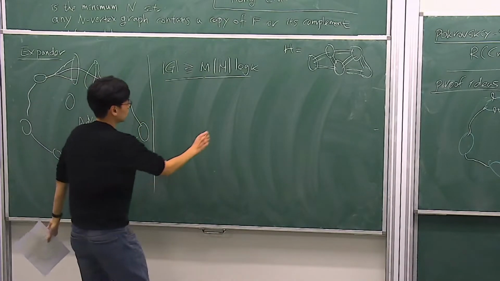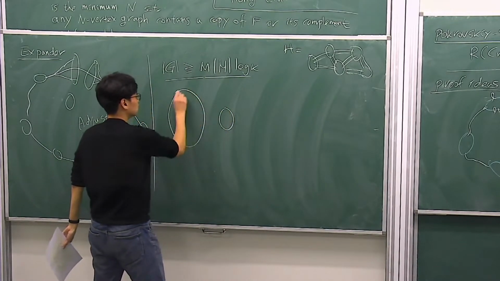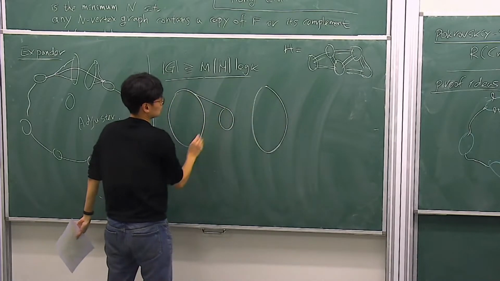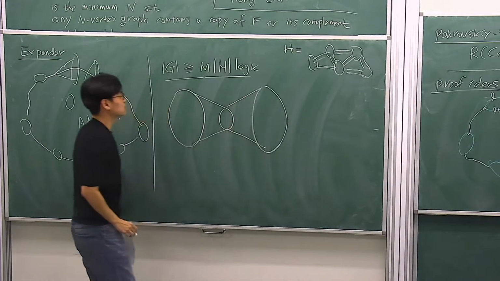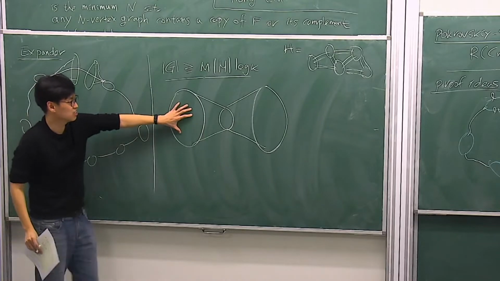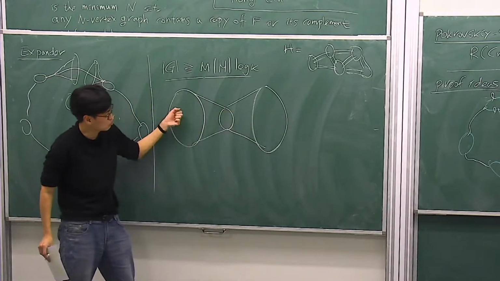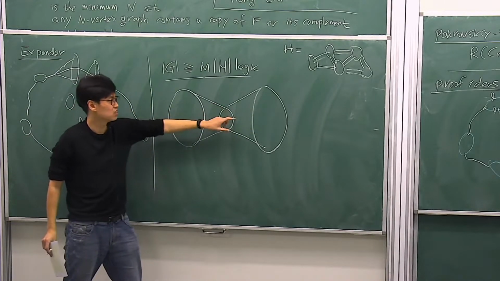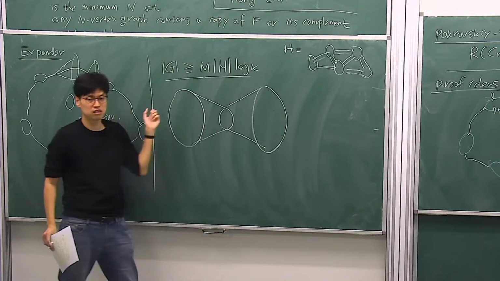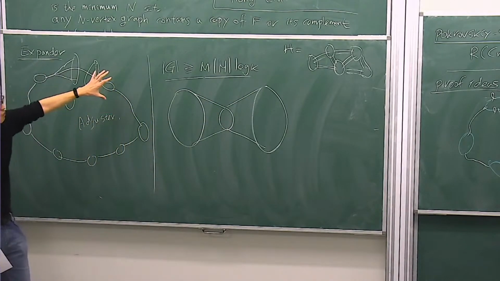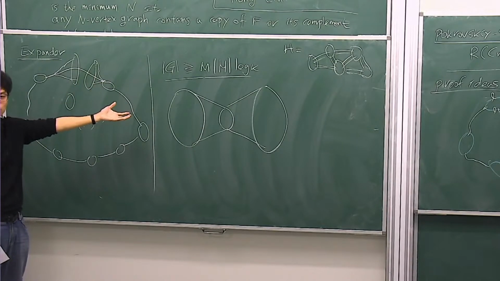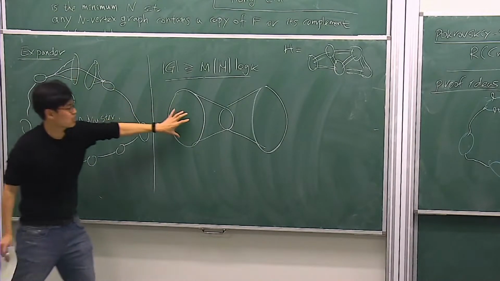And what does it mean that this is not an expander? Then you can divide the graph into two parts, here and here. And then it has only a small neighborhood, and there is no edge between here and here. So if the graph is an expander, then we are good. We already found one. Otherwise, we have this structure.